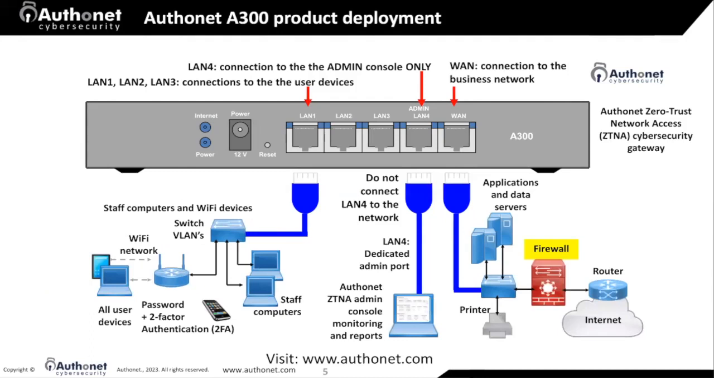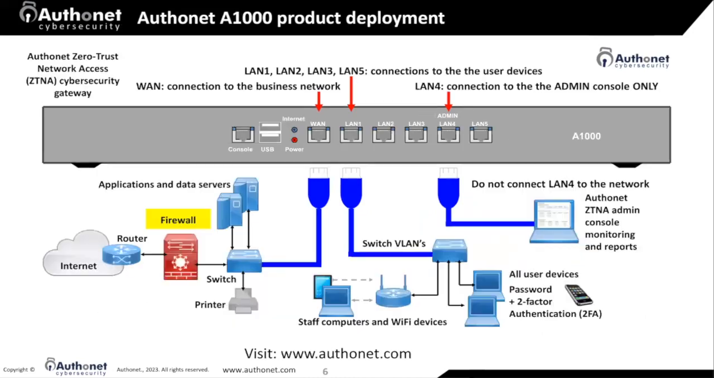The products are configured as shown in the diagram. This is the Authonet A300. The ports are connected as shown. The WAN port is the connection to the local area network. The LAN 4 is dedicated for the admin console, and LAN 1, 2, and 3 for the user equipment. LAN 4 must be used for the admin configuration.